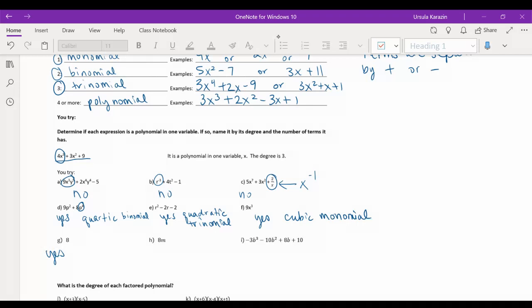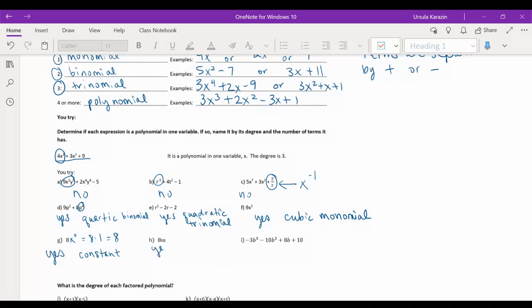This one is a yes. Even though there is not a variable, we could think of the variable as being an x to the 0 power, right? Because that would be a 1. And so x to the 0 power would be the same as 8. So it is a polynomial in one variable, and it is a constant. And we usually just call it a constant. If that's all it is, it only has one term, and it doesn't have a variable, then we don't have to say constant monomial. Although if you did, I wouldn't mark it wrong, but we usually just say constant.